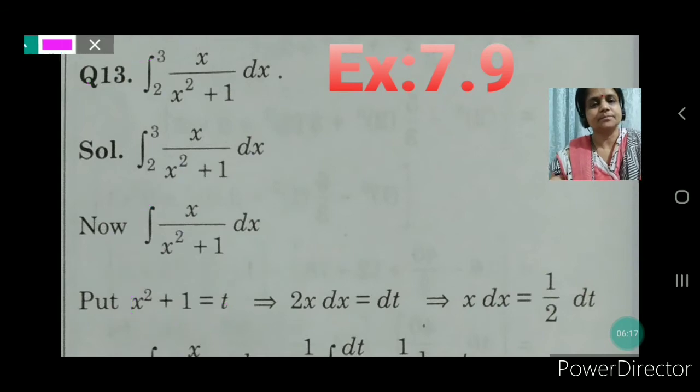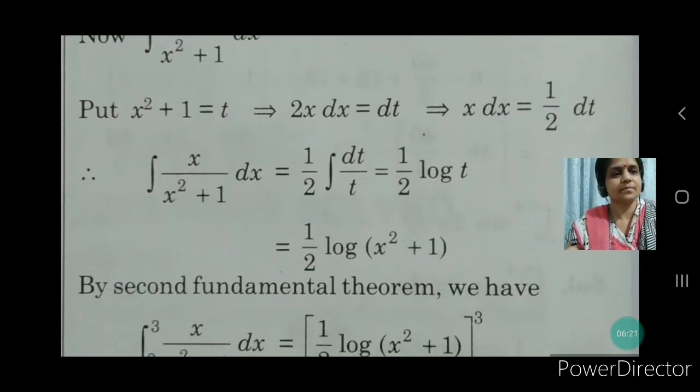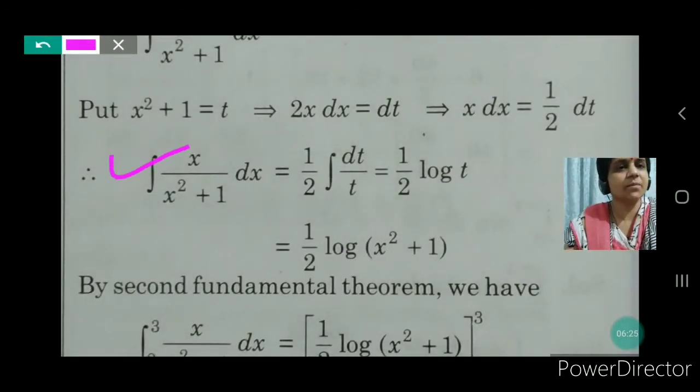In the next step you will get 1 by 2 dt by t. Substitute this value in place of x dx, substitute dt by 2, and in the denominator x square plus 1 is t. So you will get 1 by 2 log t.